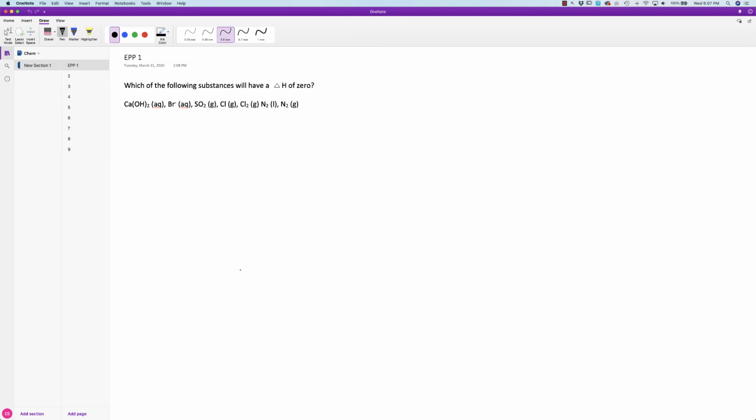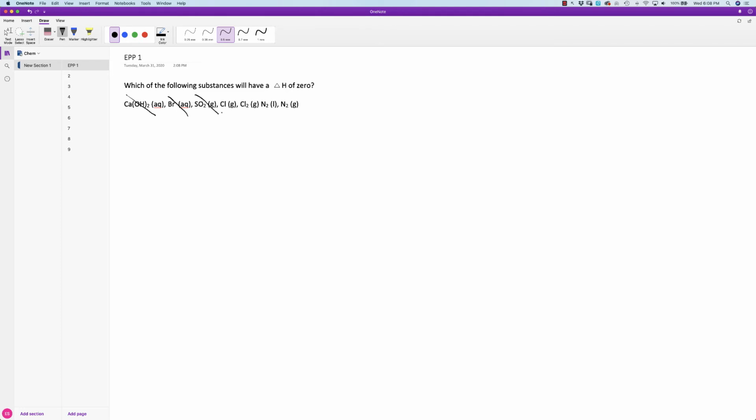All right, this is problem number 1. Which of the following substances will have a change in enthalpy of 0? So what did I tell you in the notes about this? The only time you would have a 0 for substance is if it's in its elemental state. So that obviously is going to eliminate, it's going to eliminate that. Bromine, is that elemental? Well, it's an ionic state. See the negative sign? So it doesn't include that.